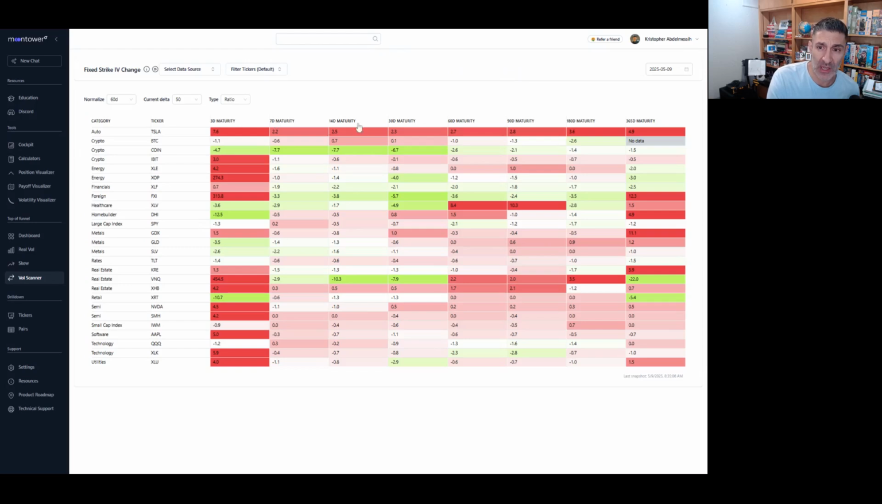What it's doing is this is fixed strike vol changes. So what it's saying is, what's the closest maturity to 7 days, 14 days, 30 days, and so on. And then it's showing you the change in the strike vol in the 50 delta option. Why 50 delta? Because that's what's up here. This says current delta 50. So I want to know what's going on in the 50 delta option in all these maturities.